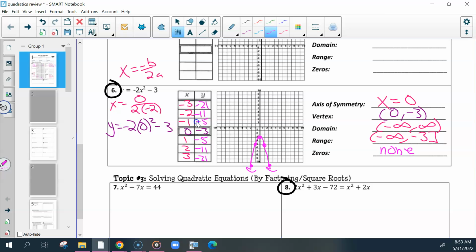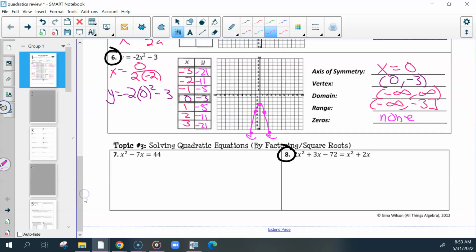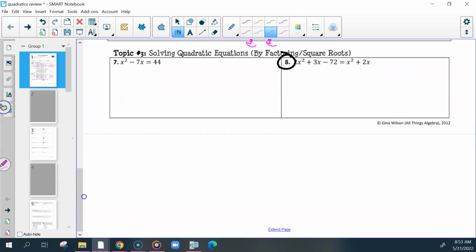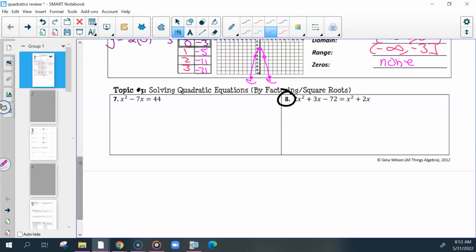Good. For the second objective, we are solving by factoring. So what we were just doing with factoring, but taking it a step further and actually solving. So we're going to start with number 8. With this problem, we first have to get everything on the same side. When we solve these quadratics, it should be set equal to 0. So to get this to be set equal to 0, I'm going to move x squared over here and 2x over here.